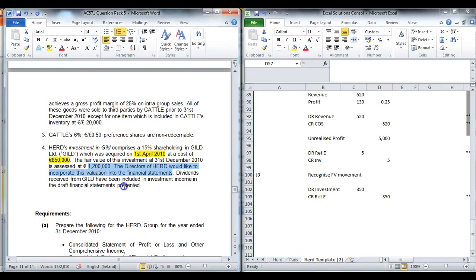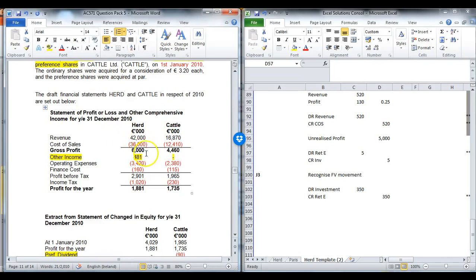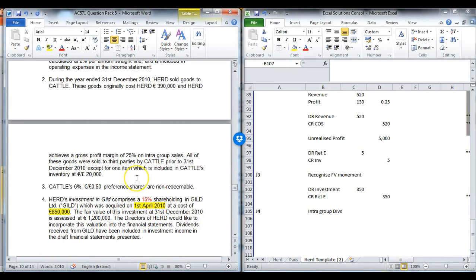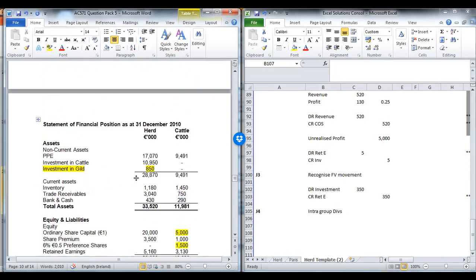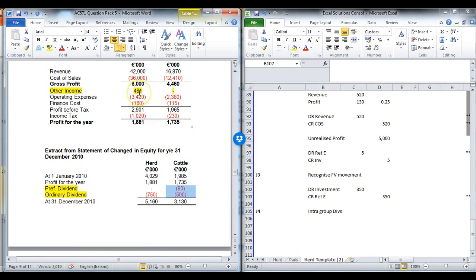And finally we're told dividends received from Guild have been included in investment income. So up here there's 481 in other income. However, we know some of that is more likely going to be due to pref and ordinary dividends paid by Cattle as well. So we're going to have to do a journal 4 dealing with intra-group divs. So we know whatever dividend is paid by the simple investment is okay by Guild, because that is just debit bank, credit other income. However, here any dividend paid by the sub, well, that shouldn't be recognised in income.